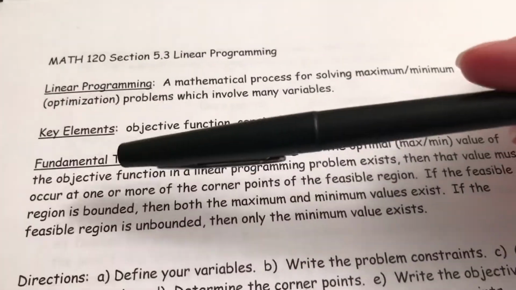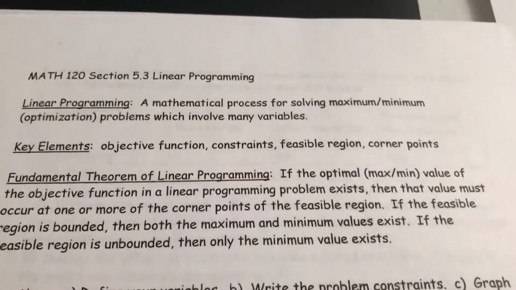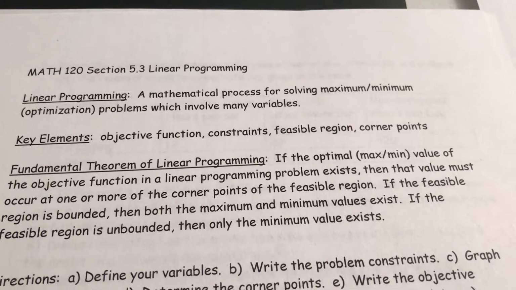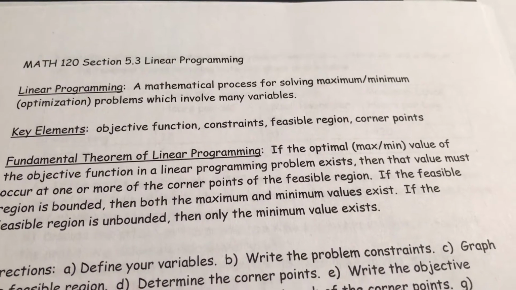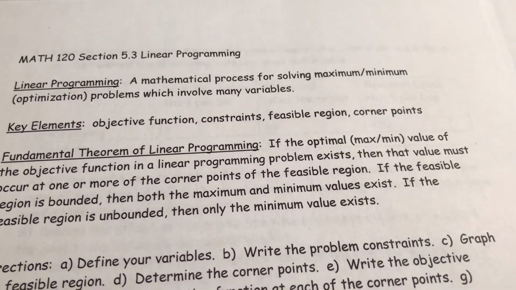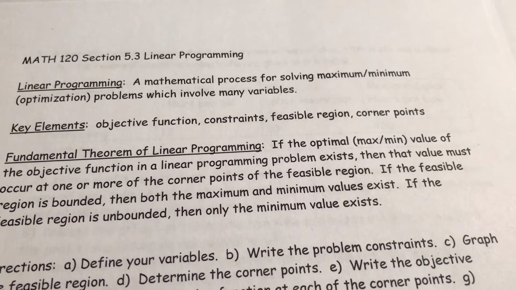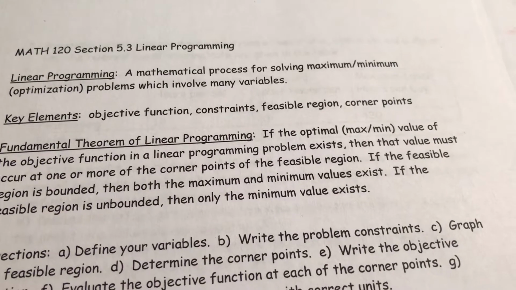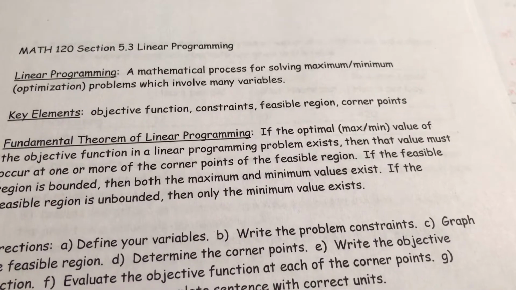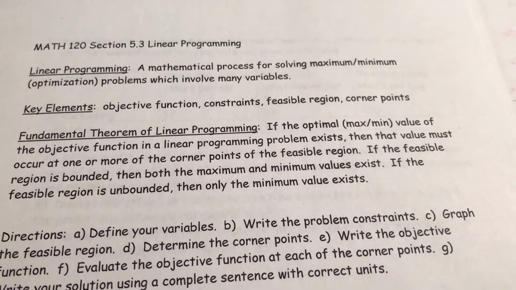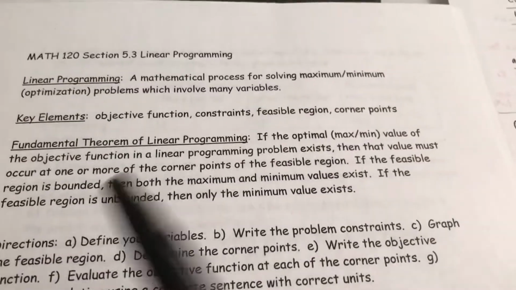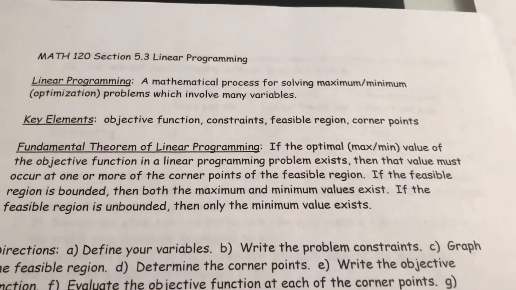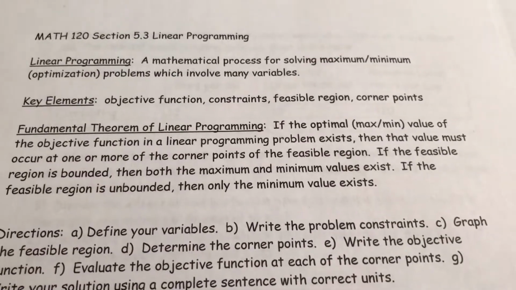Now, let's look at the fundamental theorem of linear programming. If the optimal max-min value of the objective function in a linear programming problem exists, then that value must occur at one or more of the corner points of the feasible region. If the feasible region is bounded, then both the maximum and minimum values occur. Remember about bounded. If the feasible region is unbounded, then only the minimum value exists.